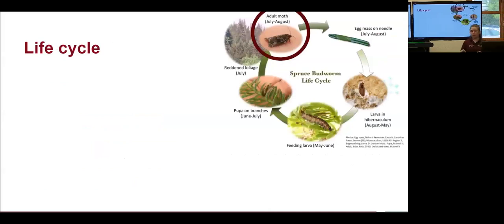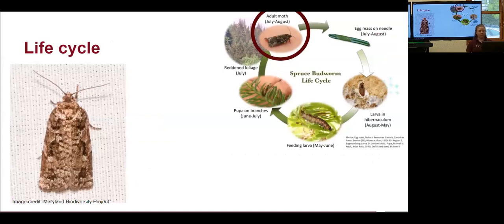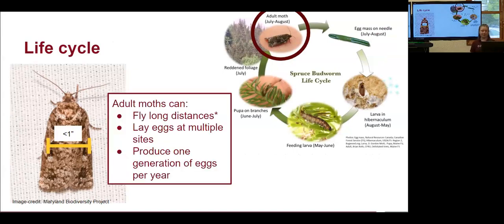So now let's think a little bit more deeply about the life cycle of spruce budworm and how that relates to the impacts that we see on our landscape here. So in July and August, the adult moths are flying, and you all saw those adult moths about a month ago, and they're relatively nondescript. They're about 1 inch in size, look like pretty much any other moth.